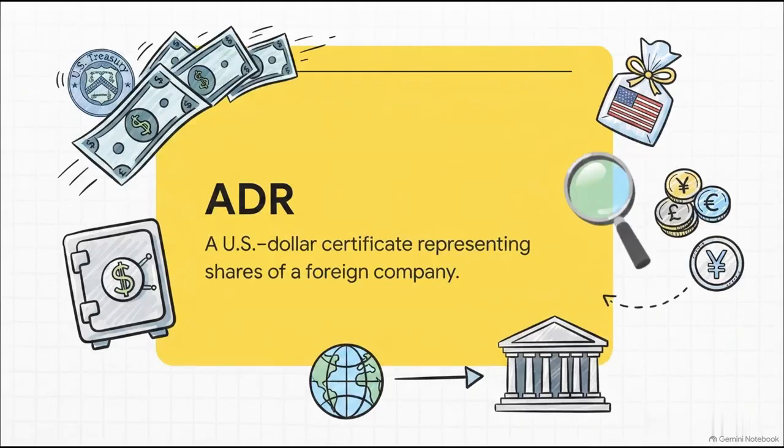So Riley introduces Carla to her new best friend, the American Depositary Receipt, or ADR. An ADR is simply a negotiable US dollar certificate issued by a US depository bank, and it represents a specific number of shares of a foreign company. Think of it like a wrapper. It lets US investors like Carla buy foreign stocks right here on US markets priced in good old US dollars.